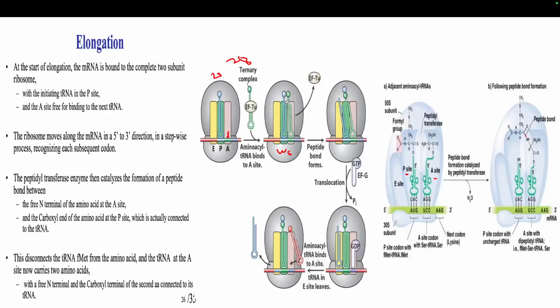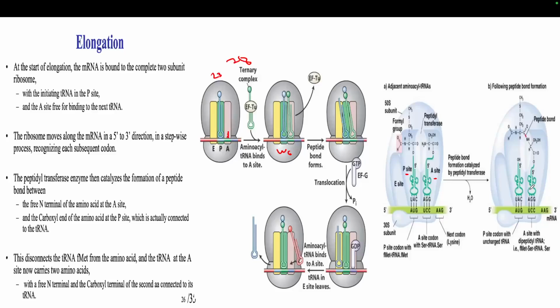Then again, when the next amino acid comes, this tRNA will shift to the P site, and again the larger subunit, with the help of 23S or 28S rRNA, will create the peptide bond formation, and it will shift to the A site. Like that, the older tRNA will be removed from the E site, and the upcoming amino acid is coming into the ribosome through the A site. This whole process is driven by energy. In prokaryotes it is GTP, and in eukaryotes it is ATP.